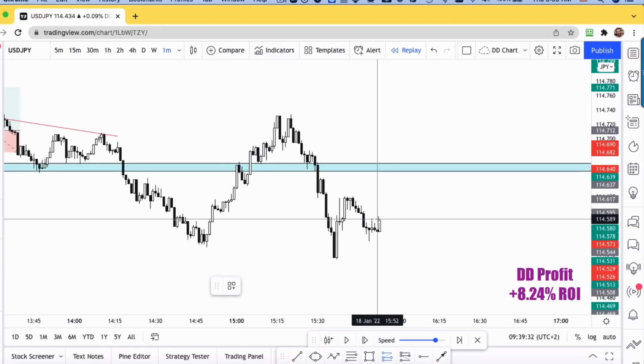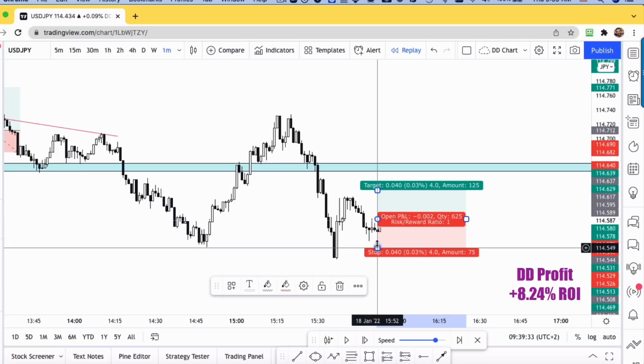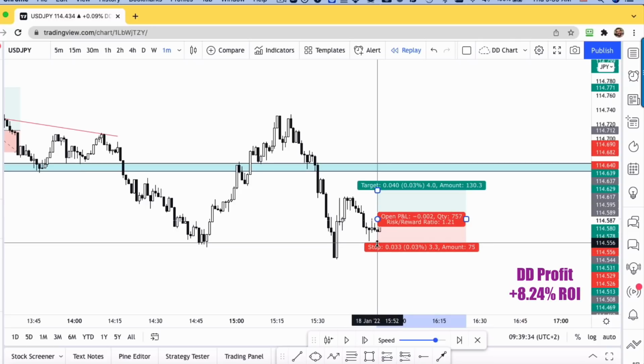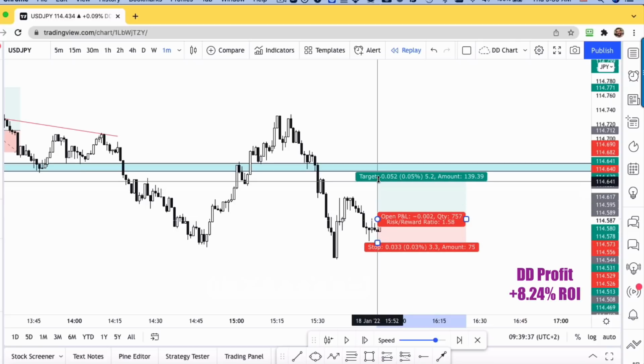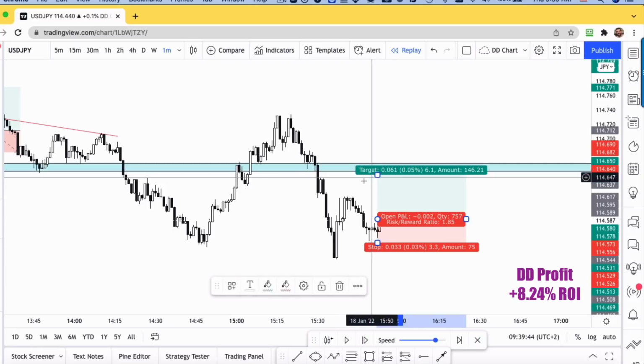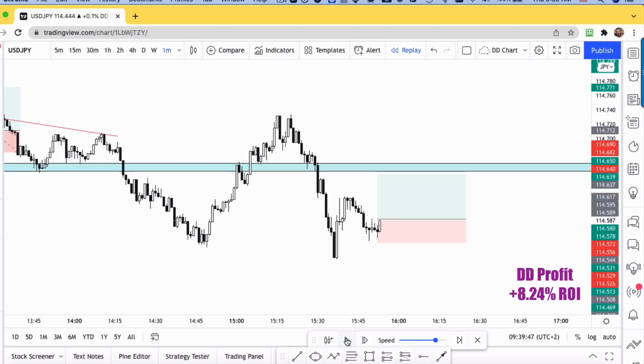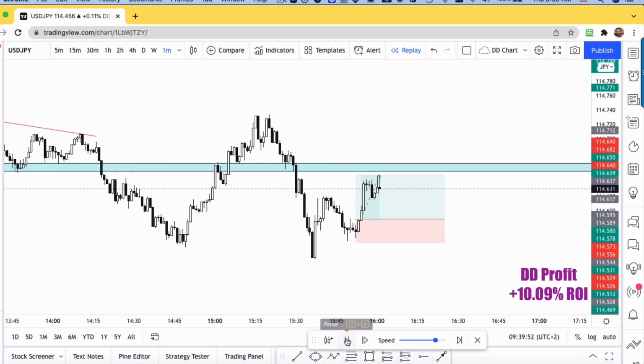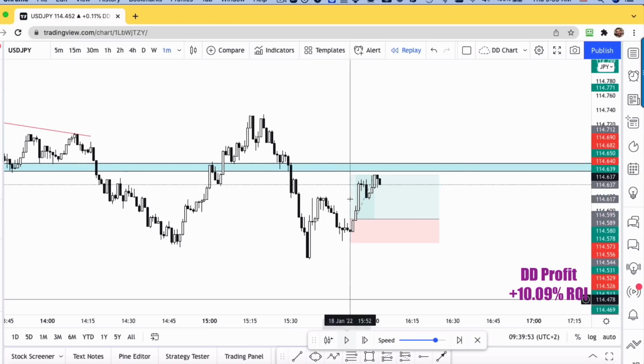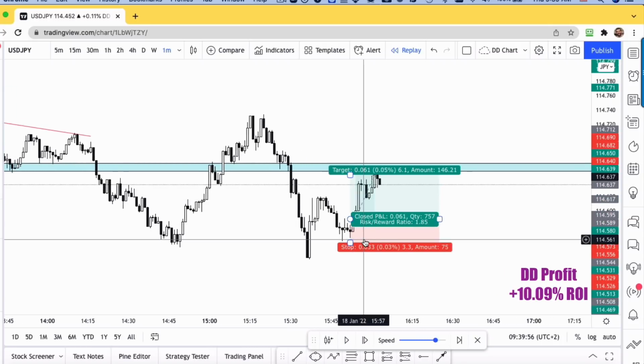So go here, cover right under these, 3.3 pip stop loss. Let's go up to the support area. 1.88 for 6 pips. Yeah, made it. Okay, so that's another 1.85.